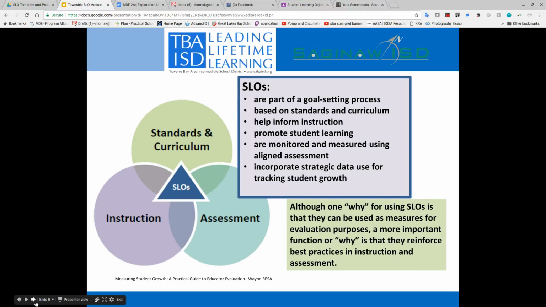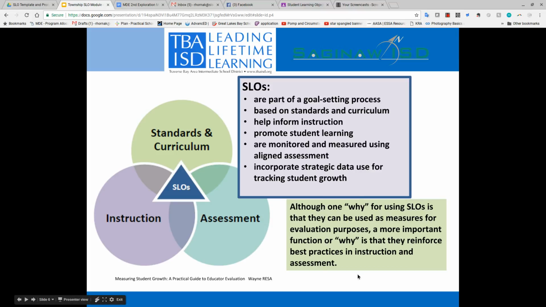So just as review, SLOs are the reason why goal setting is so important. It's based on standards and curriculum. It's meant to help inform instruction and promote student learning. And we recently just finished up monitoring and measuring and talking about assessment. So we've talked about monitoring, and now we're moving into the measuring portion of this conversation.